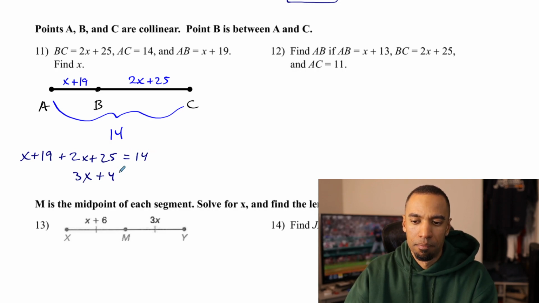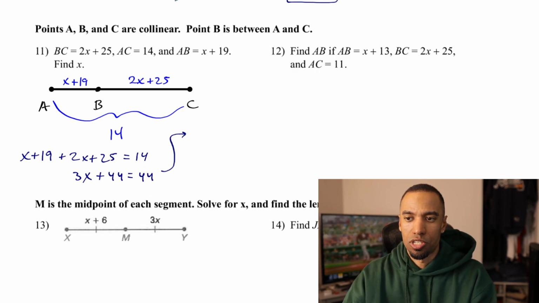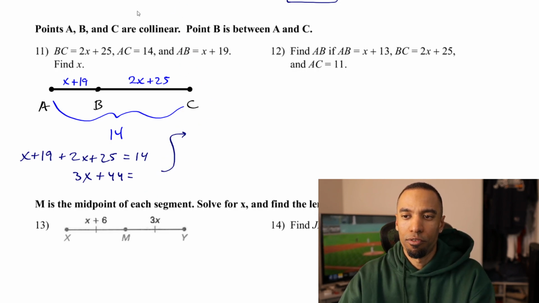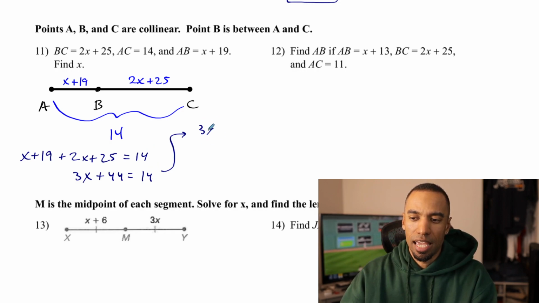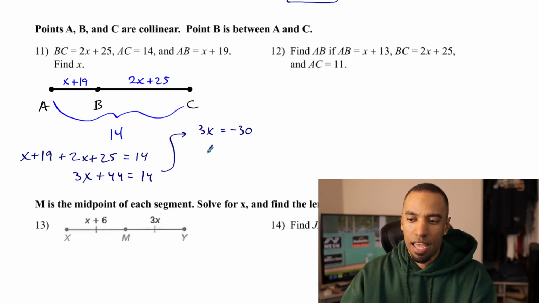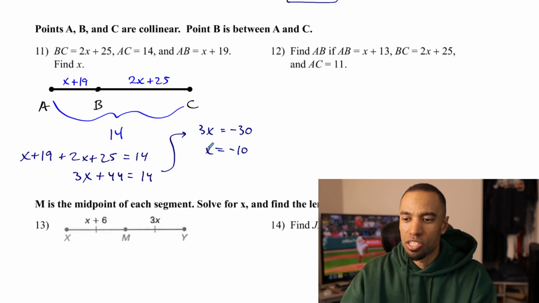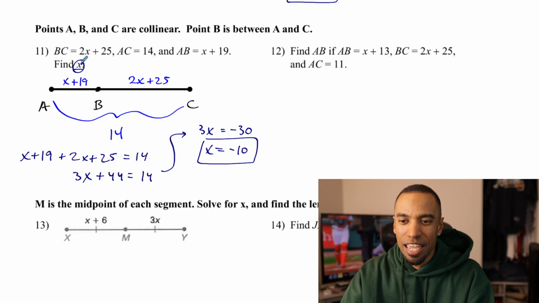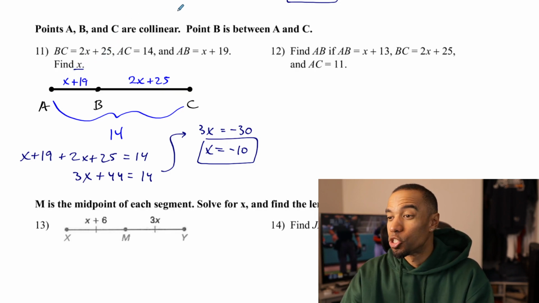I'm smelling a negative answer. Subtract, oh, that should say 14. Subtract 44 over, and I'm getting negative 30. Divide by 3, I get negative 10. That is x, and that's all they asked for. They said find x, and I did. And I said, here it is. All right, number 12.